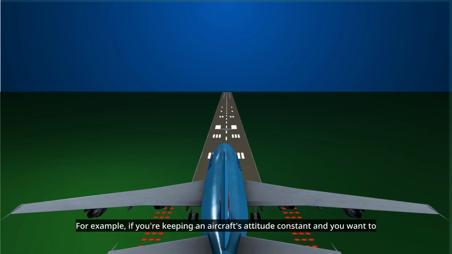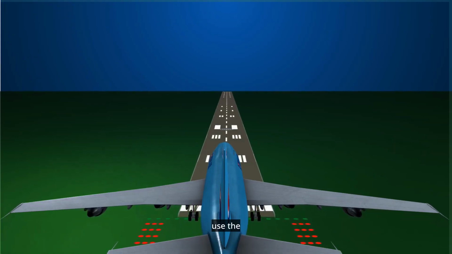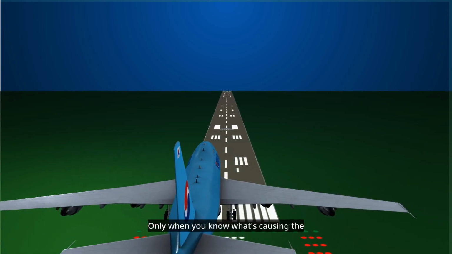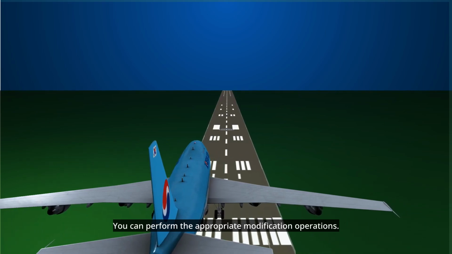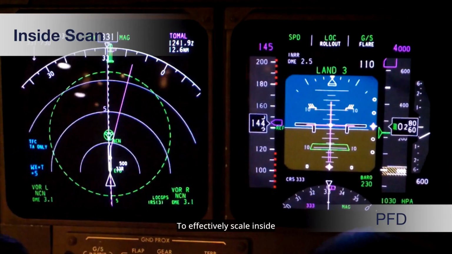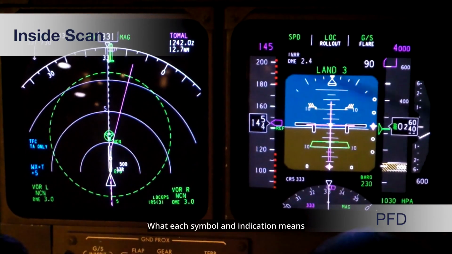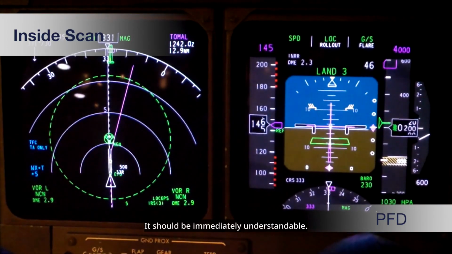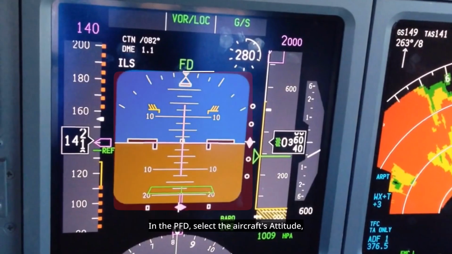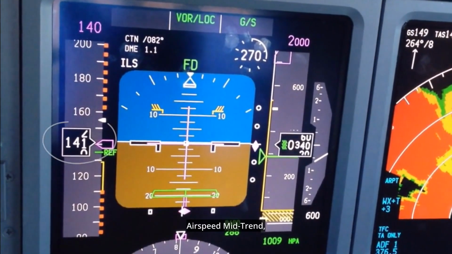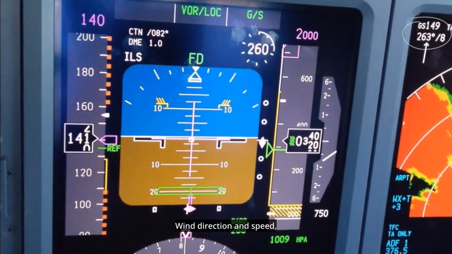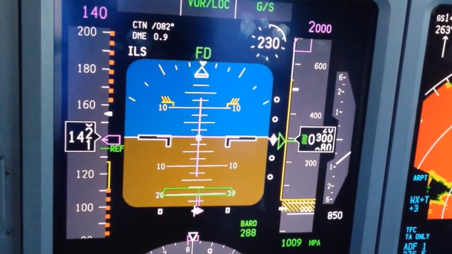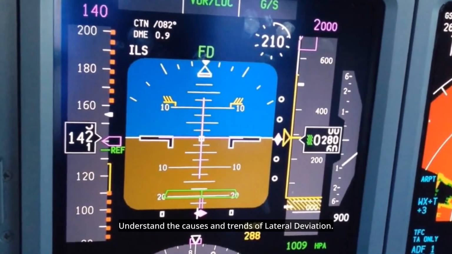For example, if you're keeping the aircraft's attitude constant and the lateral track is deviating, only when you know what's causing it can you perform the appropriate corrections. What each symbol and indication means should be immediately understandable. In the PFD, check the aircraft's attitude, airspeed and trend, wind direction and speed, and heading. Taken together, this information lets you understand the causes and trends of lateral deviation.